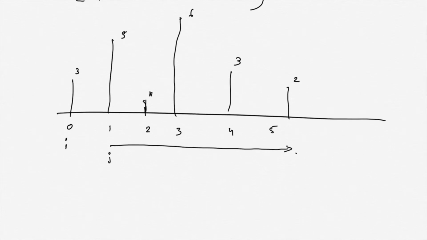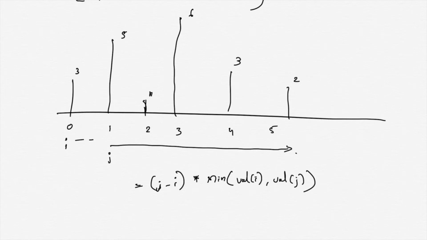And you will be calculating the area as j minus i, which is the x-axis length, into the minimum of value of i comma value of j, right? So here if i is at position 0 and j is at position 1, the area will be 1 minus 0 into between 3 and 5 the minimum is 3, so 3. So the area is 3, right?